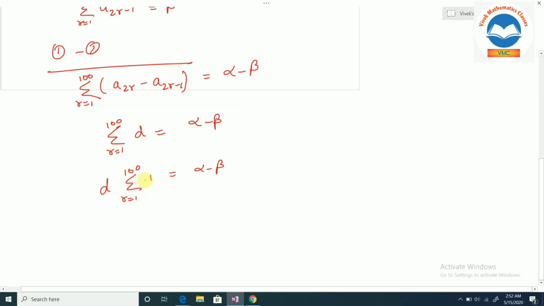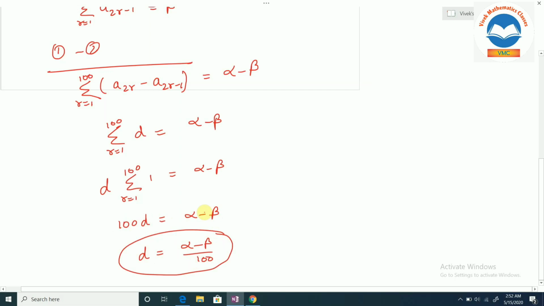So if you expand this summation, if we substitute r equal to 1 in this, 1; r equal to 2, even then also 1; 100 times it will come. It means 1 plus 1 plus 1, 100 times, 100 will come. So this will be 100 into d equal to alpha minus beta. From here what will be the d value? d will be alpha minus beta divided by 100.